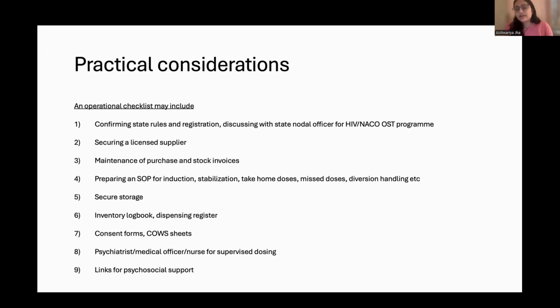The other things you might have handy are consent forms and COWS scale forms. And typically, a psychiatrist does all of it, the induction, the maintenance, the termination. But if you have a facility wherein a nurse or a medical officer can supervise the administered doses, that might be helpful as well. And then links for psychosocial support. It's important to have a psychologist or a social worker who can link these interventions with other psychosocial strategies, to look at opioid dependence as a whole and not just at buprenorphine maintenance itself.